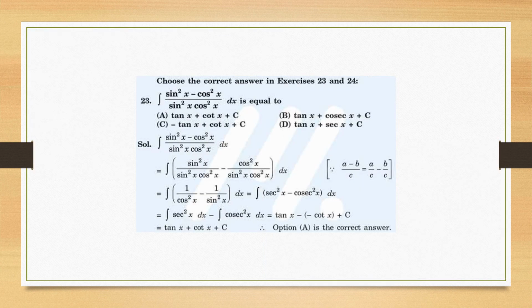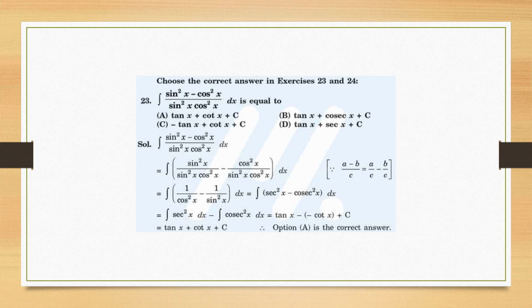Choose the correct answer in question number 23 and 24. 23 is the integral of (sine square x minus cos square x) upon (sine square x cos square x) dx. You have to choose out of these 4 options. Now see, it is very clear, as in that question of sine cube and cos cube we did, that it's better to break the numerator, means separate the terms.